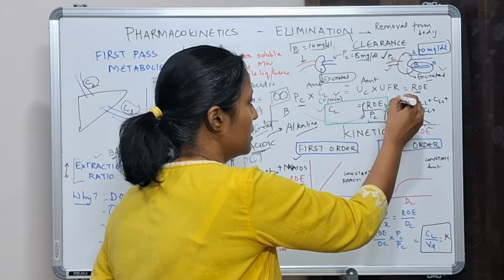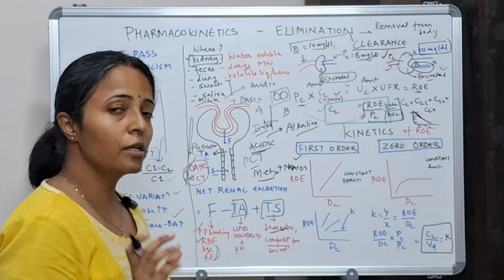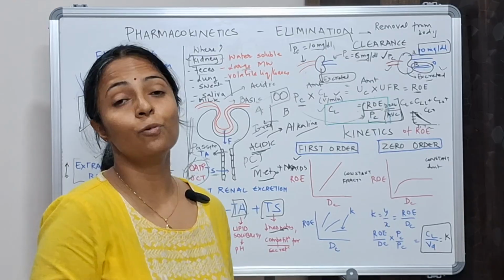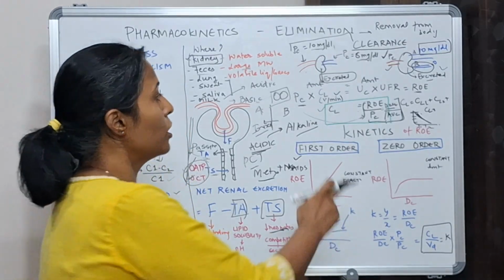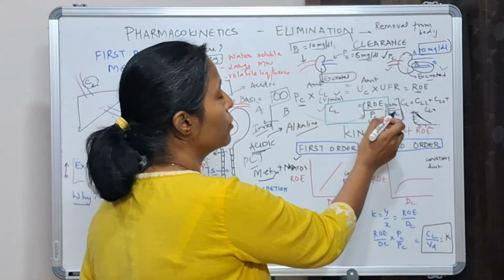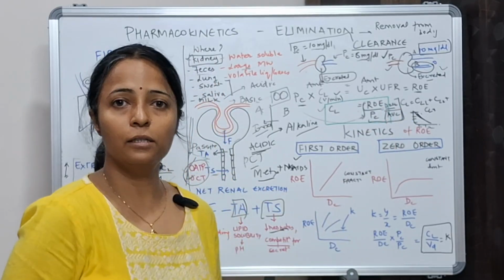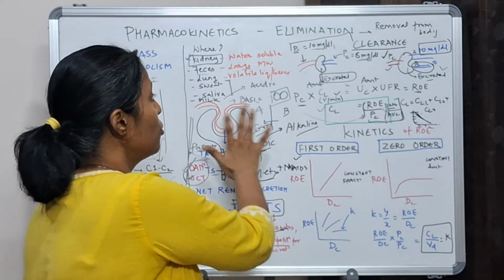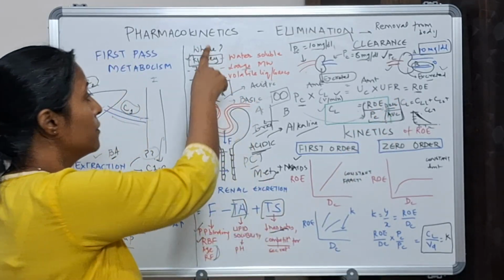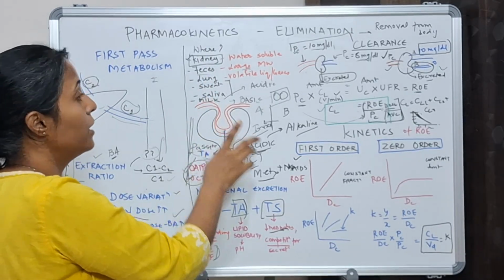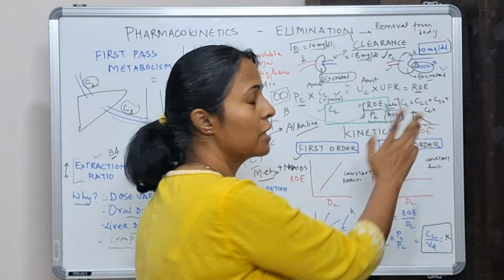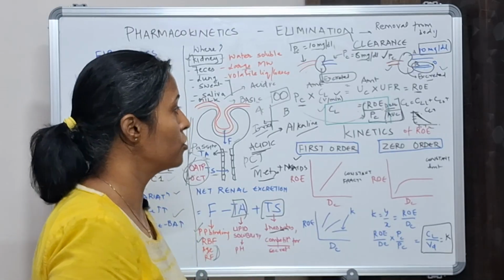Why I am telling this is that KDT in that chapter has not given this equation, but Goodman-Gilman has given this equation, and this will help you in solving certain MCQs as well. Okay, so clearance is equal to rate of elimination divided by the plasma concentration, or you can also write dose divided by the area under the curve. Now remember, even though we are talking mostly about the kidney, clearance can occur in so many different organs, right? So total clearance is equal to clearance in kidney plus clearance in liver plus clearance in other organs. So that fundamental you should remember.